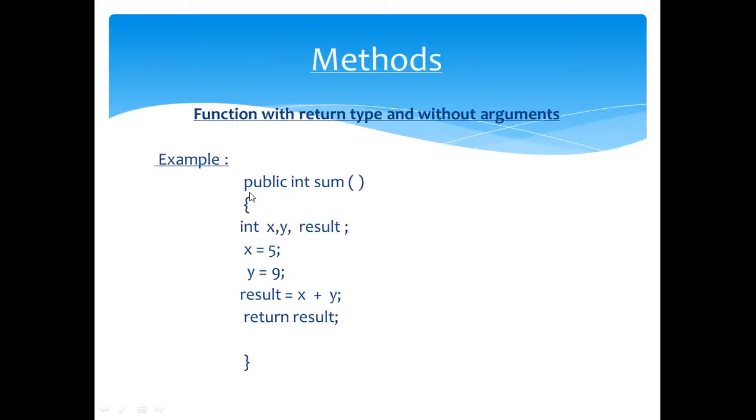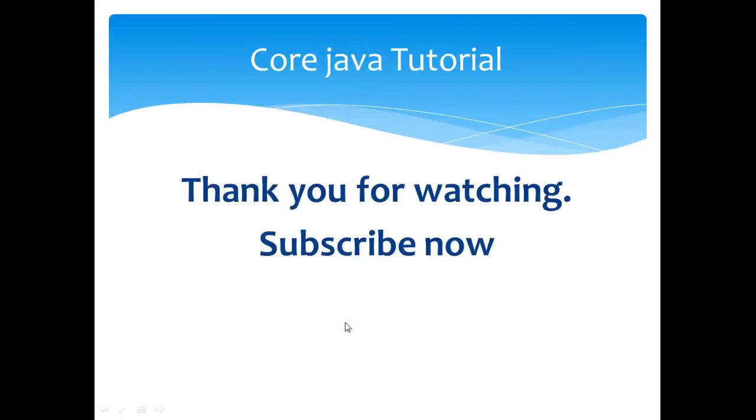Okay, now here is an example that demonstrates a function with the return type and without arguments. With the return type you can see that instead of void it is int. This is because this function returns an integer value, and here there are no arguments present. Here I declare three variables x, y and result. I assign two values for x and y, find out the sum of x and y and assign it to result. Now return result because the return type is integer. That's why I return an integer value here.